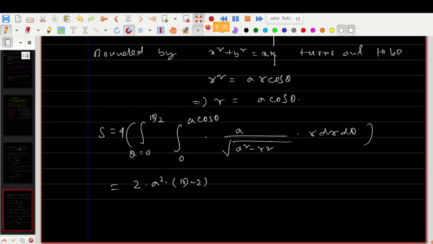This is a very easy calculation, pi minus 2. You can check. If you are not able, then please ask in the next session.